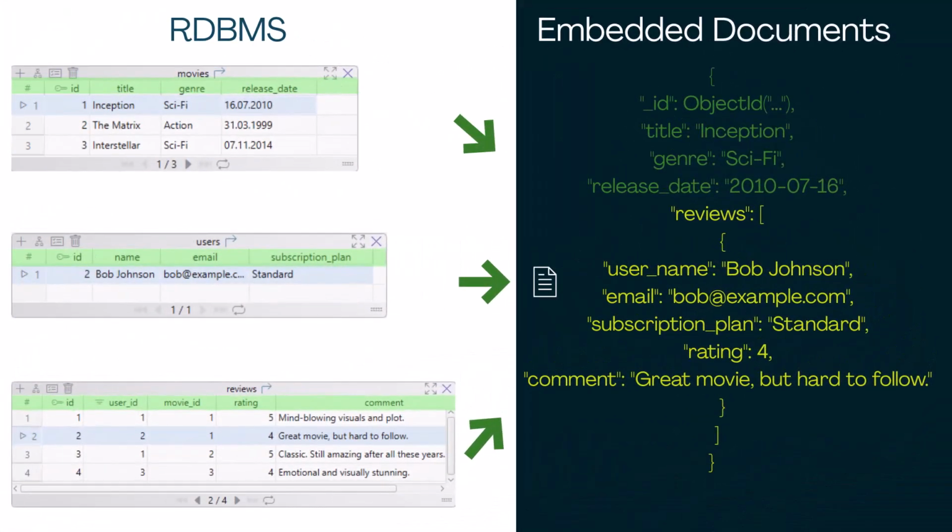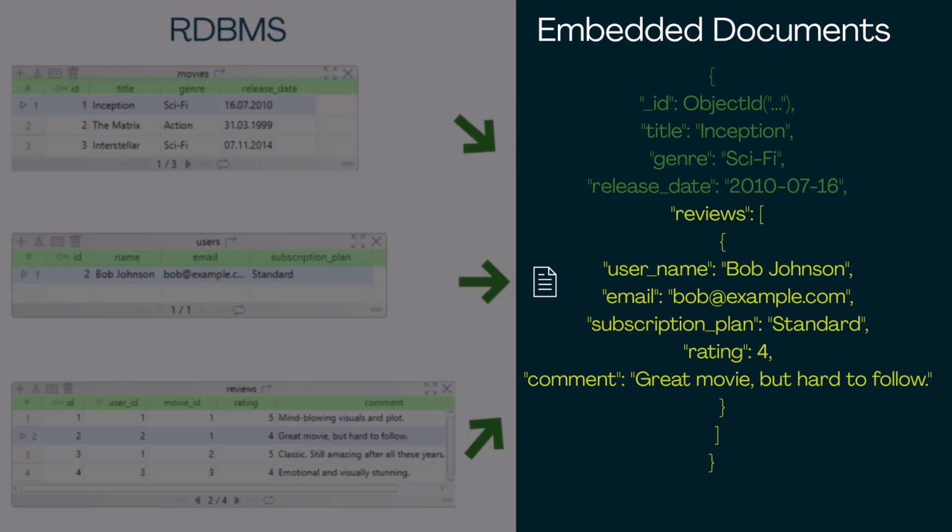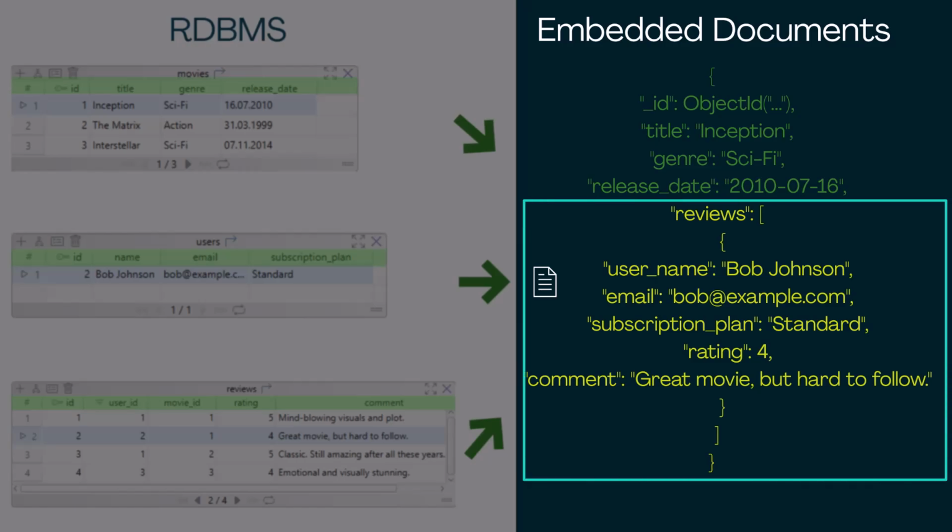But MongoDB also lets you use embedded documents. Instead of splitting data across collections, you can store reviews and even user information directly inside the movie document. This improves read performance and avoids joins, but makes updates harder if that data is reused elsewhere.